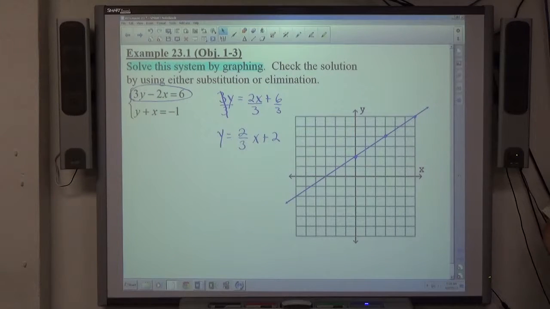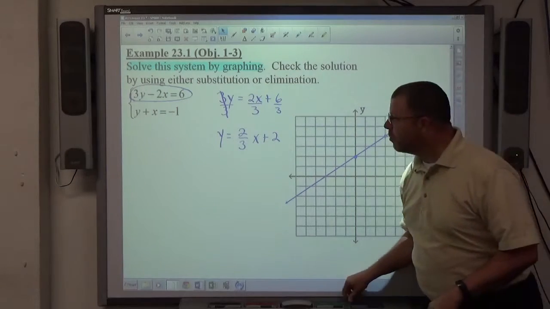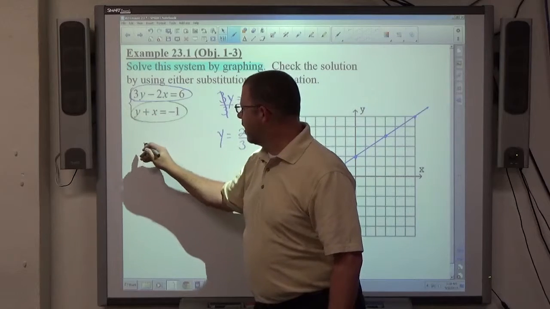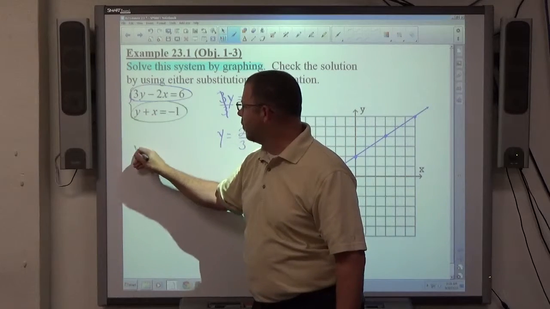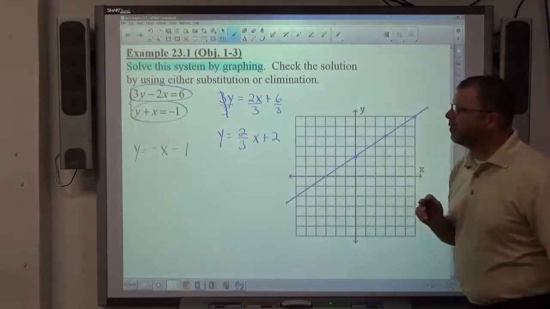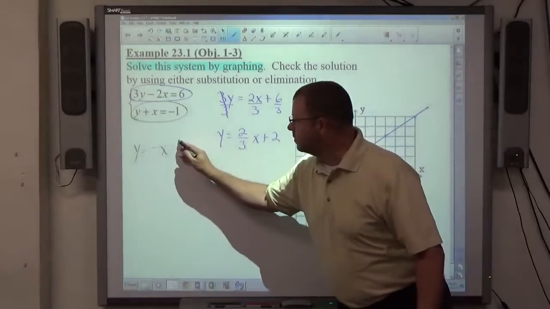Any concerns on that? Moving right along. y plus x equals negative 1. If I change that to y equals, it's going to be y equals negative x minus 1. Now, notice this time the y-intercept is negative 1.